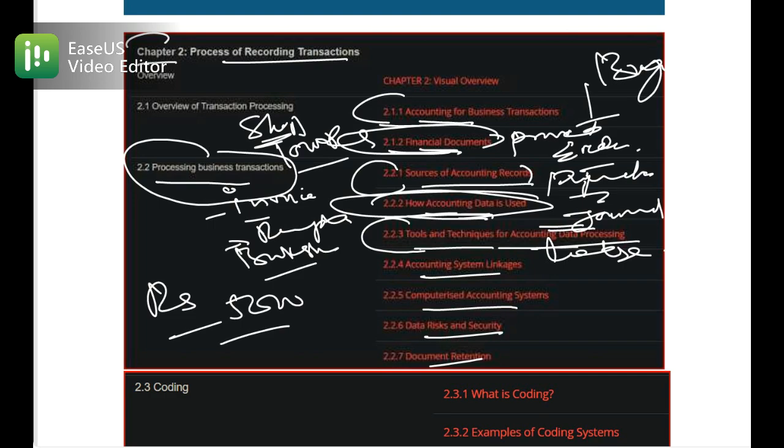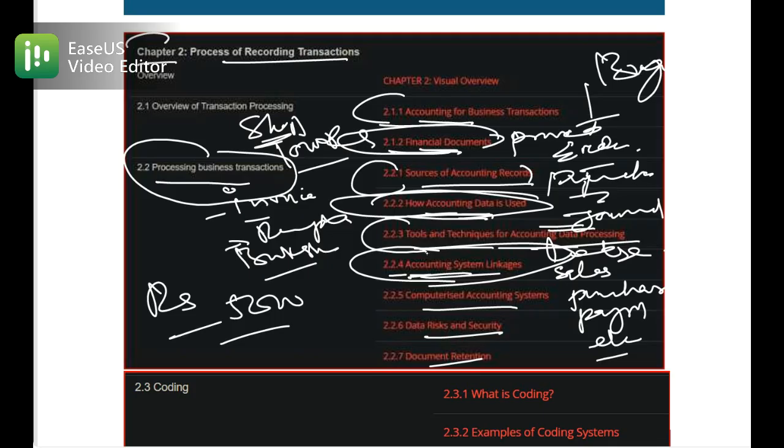After that, we will discuss accounting system linkage. This topic is basically the linkage between different parts of the system. It means that different parts of the system are connected, for example your sales, your purchases, your payroll, etc. When a sale is recorded, inventory and cash record are also updated. When you purchase something, then definitely your inventory will also be updated, and your cash record will also be updated.